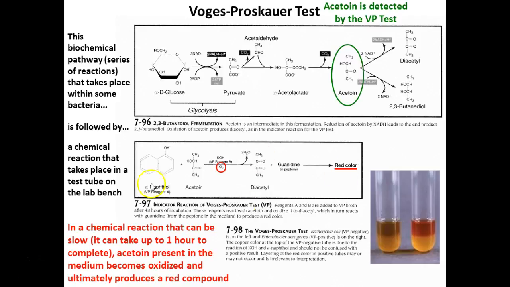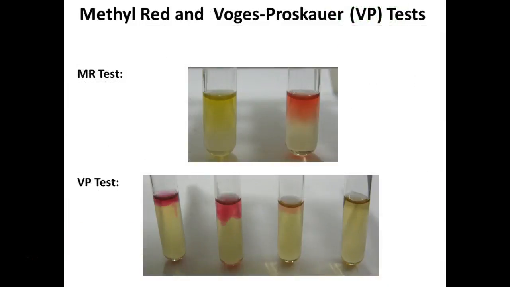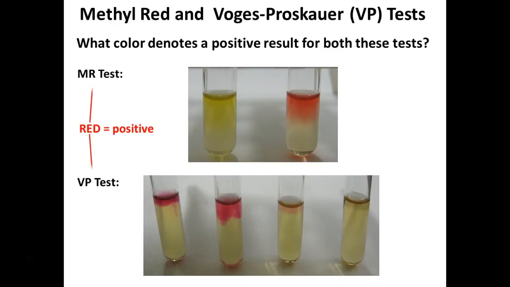So this amber color, that's not positive, right? Only red is positive. So for both the MR and the Voges-Proskauer test, red was positive, right? Or this one time we got these really weird pinkish colors, which I think Jessica, hers almost looked pink even, huh? Like a magenta. So for both tests, red is positive.